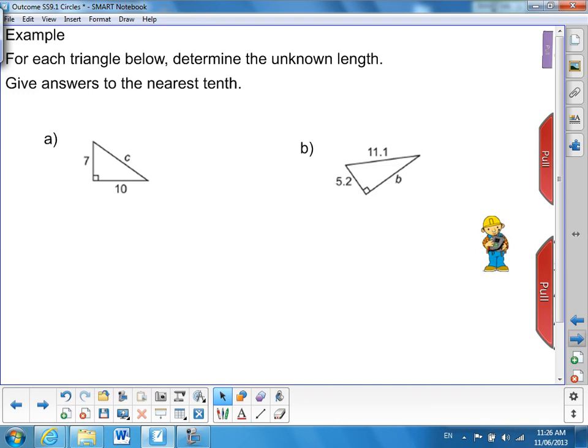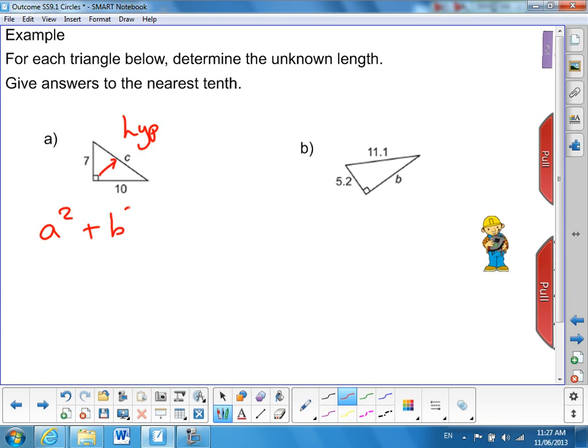Okay, so I know the length of one leg is 7, the length of the other leg is 10, and I'm looking for the hypotenuse. On a right triangle, the side opposite the right angle is the hypotenuse, and the hypotenuse is always the longest side. Now, in your formula, a squared plus b squared equals c squared, c is always the hypotenuse. A and b are the two legs, and it doesn't matter which number goes into which leg.